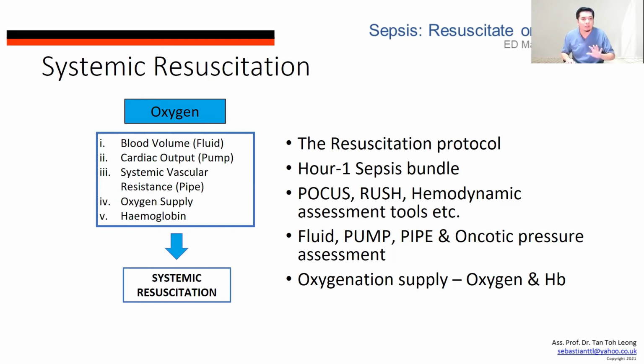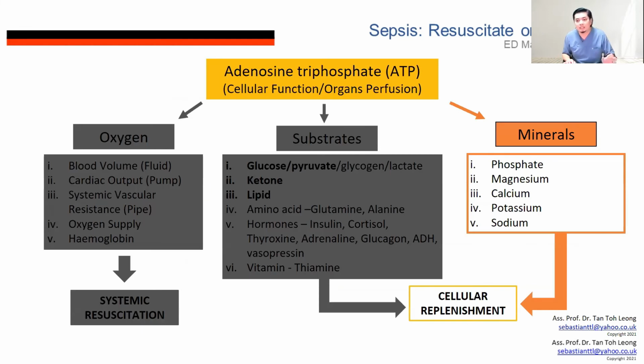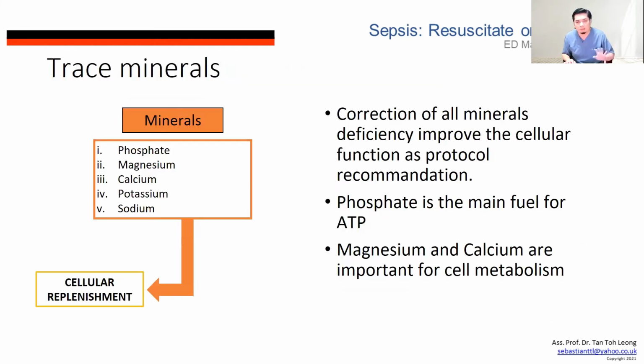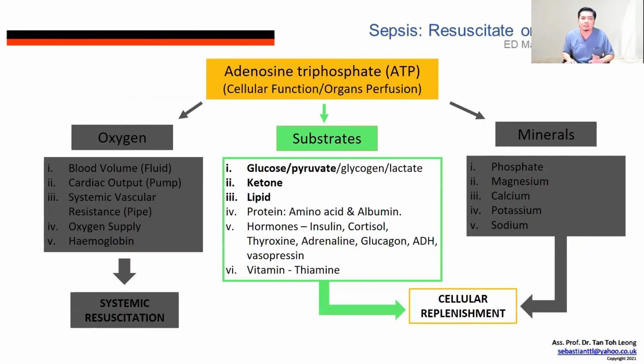So this one I'm not going to talk more about, because everybody knows how to maintain the blood volume. Pump, fluid, pipe problem. How about minerals? Definitely everybody will top up. You see phosphate low, magnesium low, you will top up, right? This is to maintain the cellular function. This is of utmost importance. For the substrate, you have to look into the glucose, pyruvate, and ketone and lipid. For me, these three are more than enough.